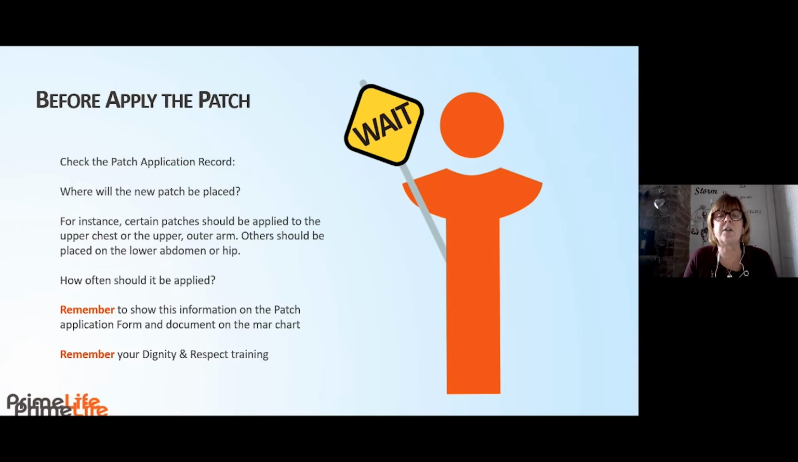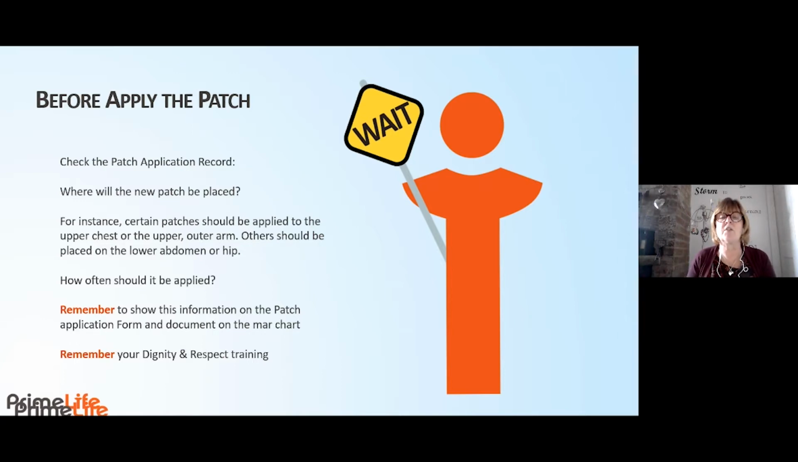As previously said on the last slide, how often should it be applied? Again, patches are applied daily, every 3 days or every week, and it's really important that we make sure we're applying the patch as directed, at the right time. Remember to show this information on the patch application form and document it on the MAR chart. And also, if it is a controlled drugs patch, it needs to be documented in the CD book.